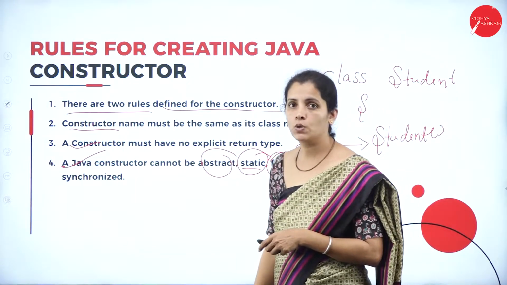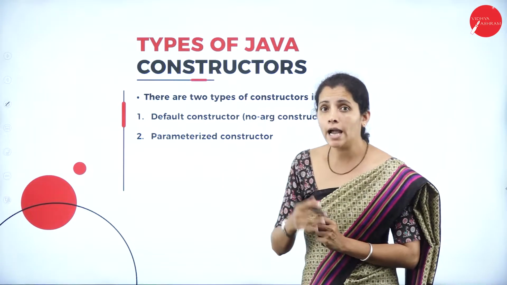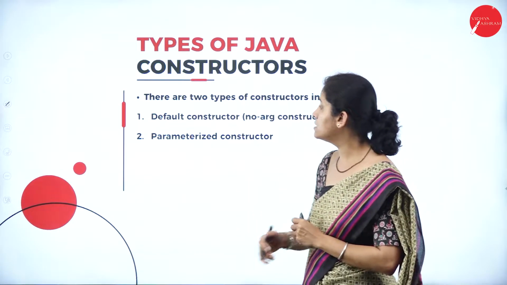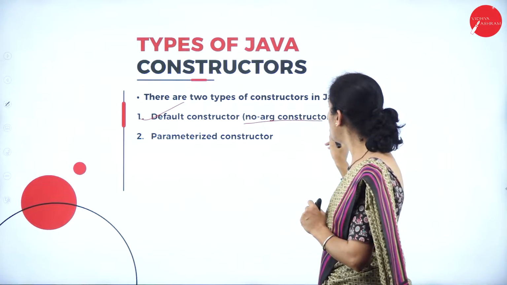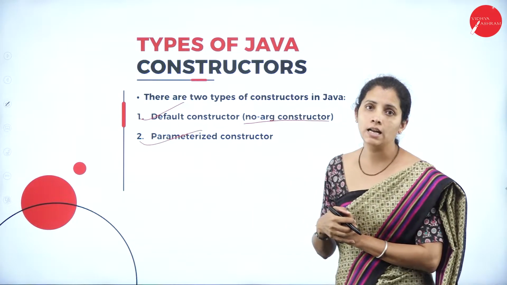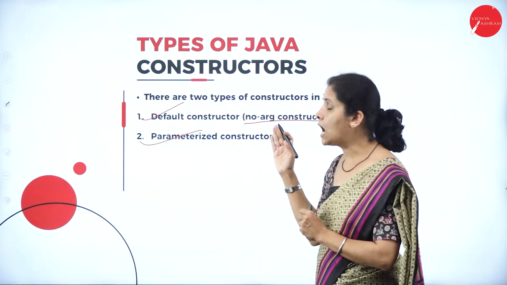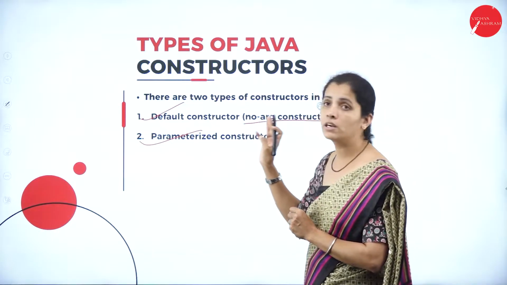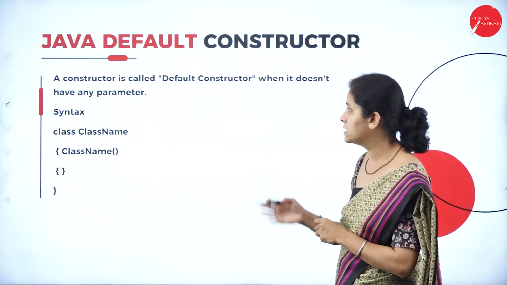Now, dear student, I'm going to cover the types of constructor. There are two types of constructor. One is the default constructor or no argument constructor, and another one is the parameterized constructor. So, dear student, I'm going to repeat. There are two types of constructor: the default constructor and the parameterized constructor.